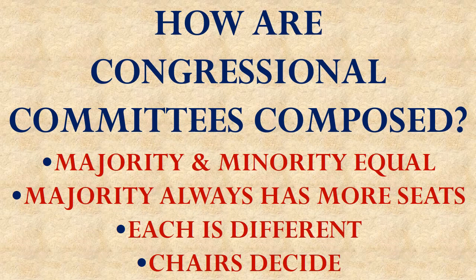How are congressional committees composed? Are they composed with the majority and the minority represented equally? Or does the majority always have more seats on these committees? Or is each committee organized differently? Or do the chairs of each committee decide how they'll be organized? They're organized so that the majority party always has more seats than the minority party. So whatever business the committee does, the majority can always outvote the minority and win.